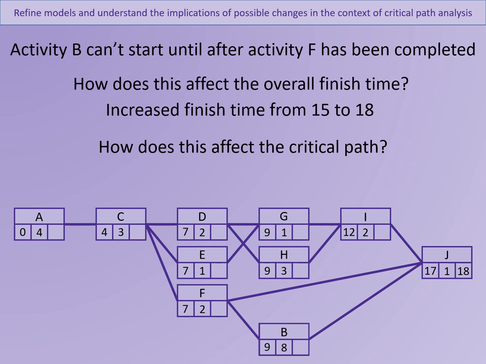If we then do a backwards pass to work out the finishing times, fill these values in here, we can now see which activities are now critical. So now the critical activities are A, C, F, B, J.